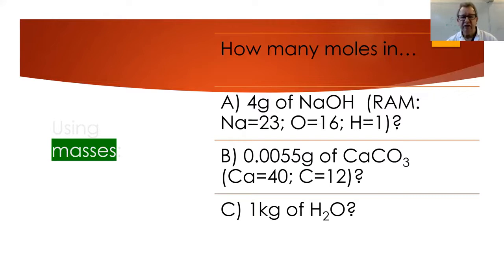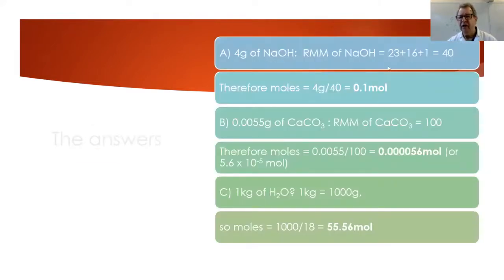And when you start again, you will find here are the answers. Let me just move out of the way. Here are the answers. The first one, 4 grams of NaOH. If you got it right, the answer is 0.1 moles. NaOH is 23 and 16 and 1, which is 40. So it's 4 grams over 40, which is 0.1.